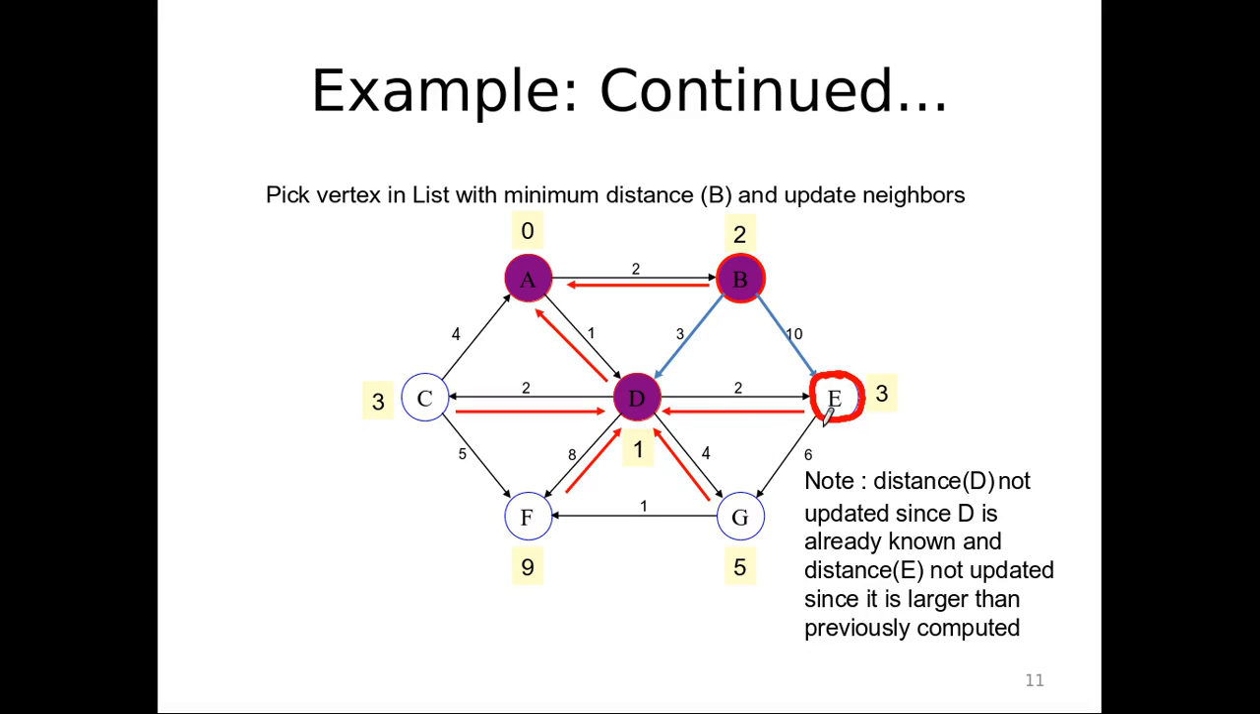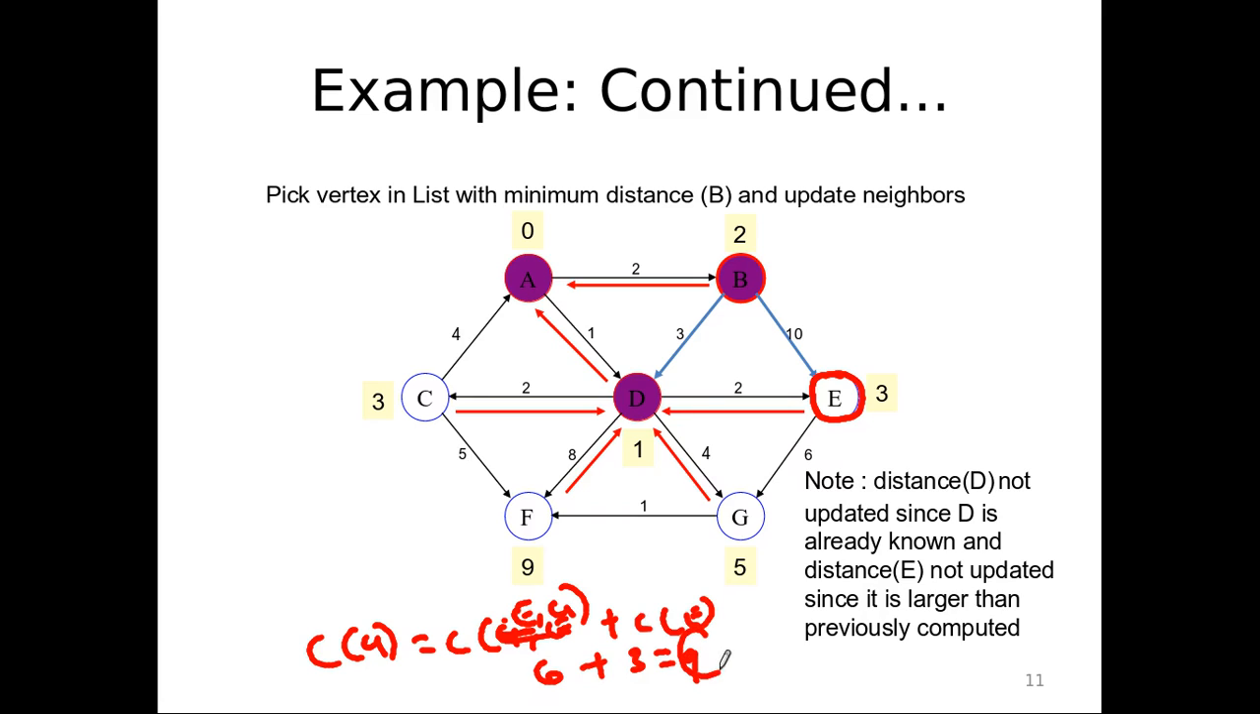Okay, so what is the previous cost of visiting G? 5 via D. Now let us see how we calculate the cost of reaching G here. Cost of reaching G via E is nothing but cost of E to G plus cost of reaching E. E to G cost is 6 plus cost of reaching E is 3, which is 9. Is 9 less than 5? No, 9 is not less than 5. So what happens? It doesn't get updated.